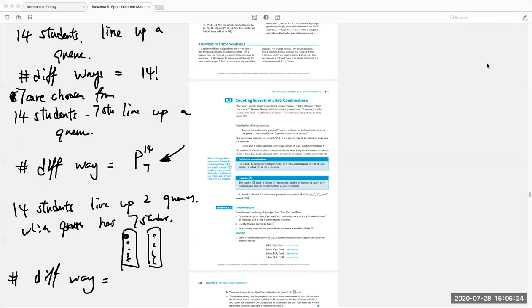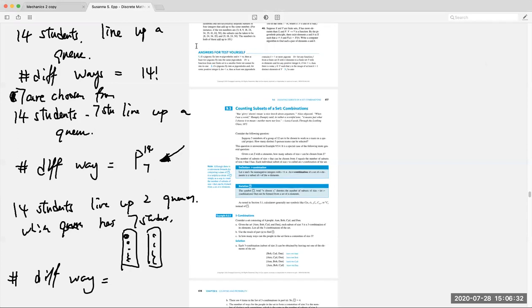So what's your... Wait, the answer is n. So actually, the answer should still be 14 factorial. I make a fake question for you actually. So why is it still 14 factorial? Because they line up into 2 queues. That means there are still 14 different boxes. So the answer should still be 14 factorial.